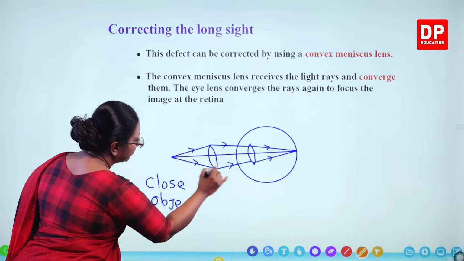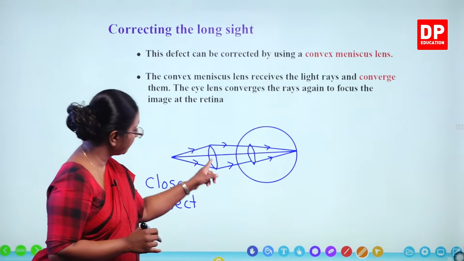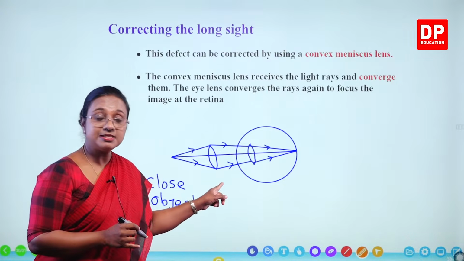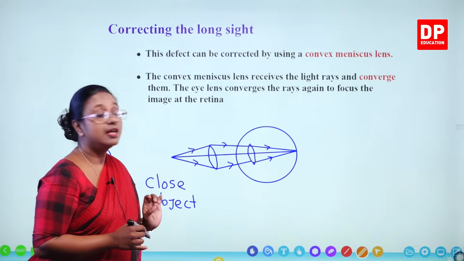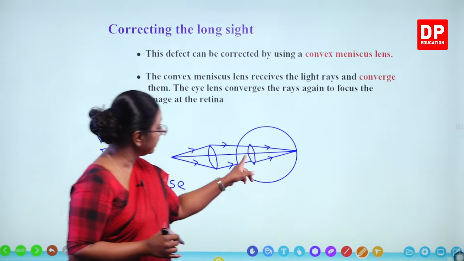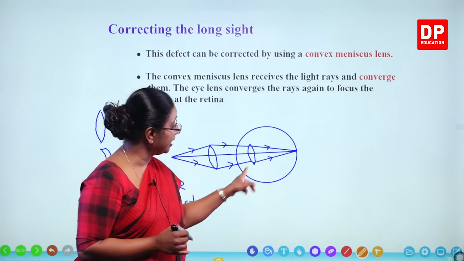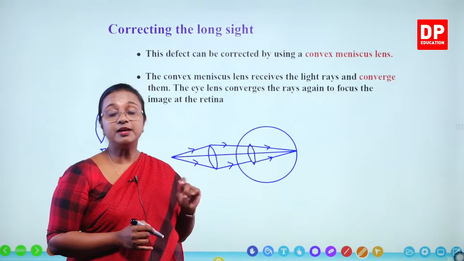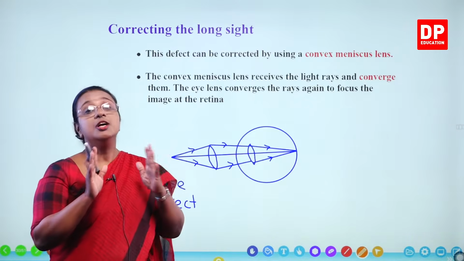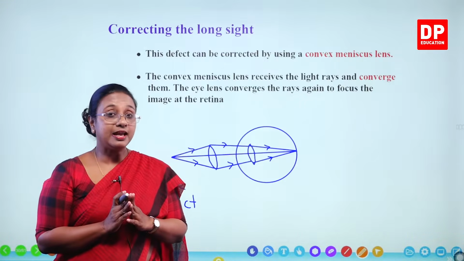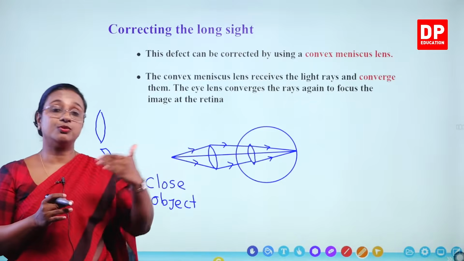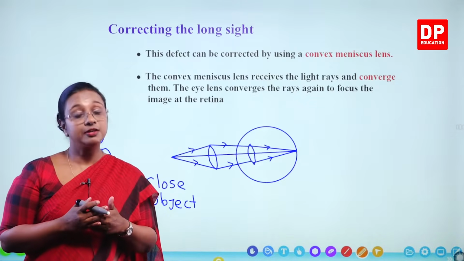From that, the divergent rays come and fall on the biconvex lens. The biconvex lens converges the rays. That again falls on the eye lens, which converges the rays again to form the image on the retina. So the long sight has been corrected and we are able to look at objects that are close by.